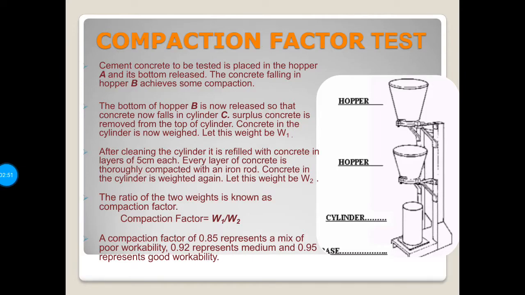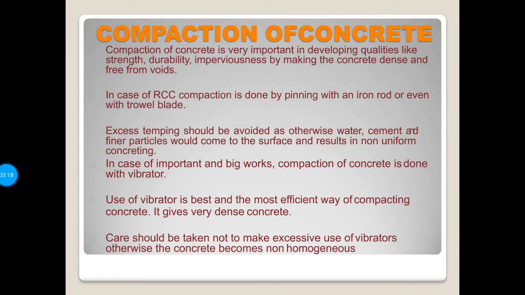Here there is a hopper, which is hopper A, hopper B, and a cylinder. Free fall of concrete is the compaction factor test. First we have to free fall the concrete from hopper 1, that is hopper A, to hopper B. Last is the cylinder C. The concrete free falls before compaction, and after that this cylinder is filled with concrete with compaction, and we have to find out the ratio.